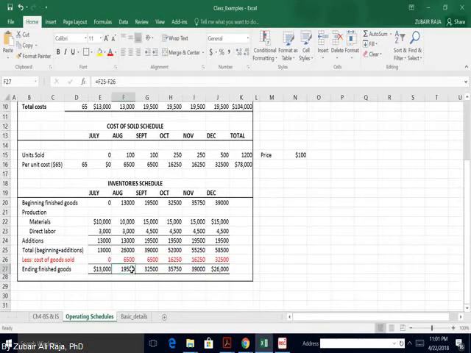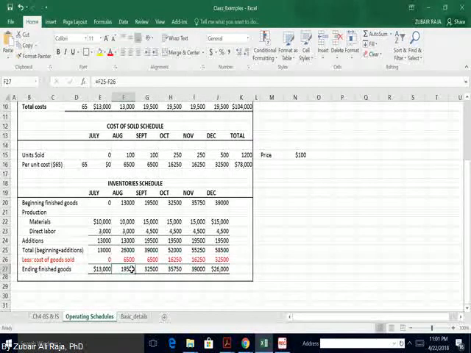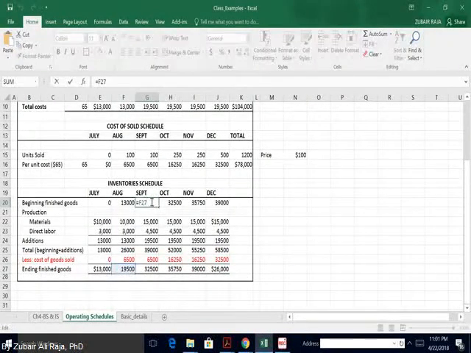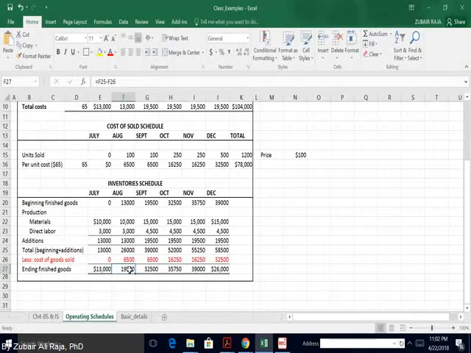Now this will carry forward as the beginning finished goods inventory in the month of September. So look, this is simply linked with this. In fact, over here if you see, it's F27. So this is going to be linked with this cell, F27. Now again repeat this process.